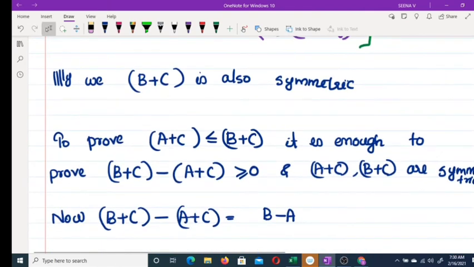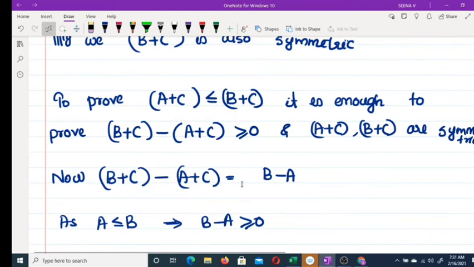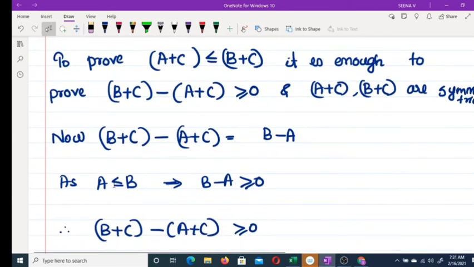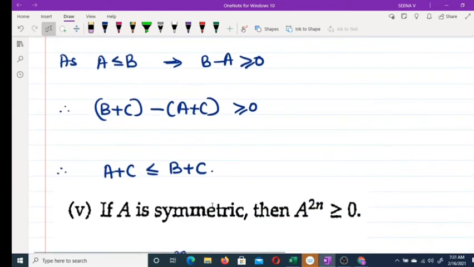So to prove A plus C less than or equal to B plus C, it is enough to prove that both A plus C and B plus C are symmetric, and B plus C minus A plus C is greater than or equal to 0. Here C is equal to C, you can cancel, leaving B minus A, which is greater than or equal to 0, because A less than or equal to B implies B minus A greater than or equal to 0. From this, B plus C minus A plus C is greater than or equal to 0. This implies A plus C less than or equal to B plus C.